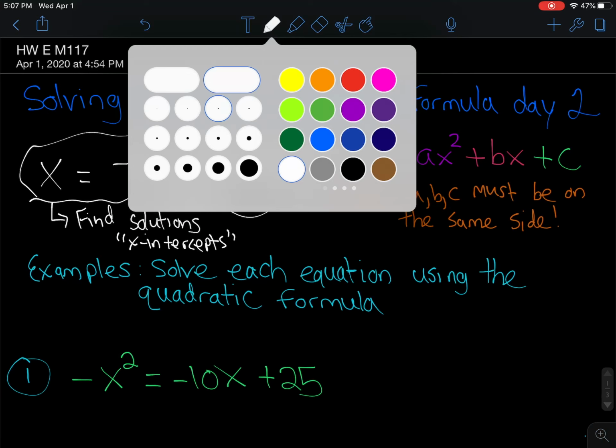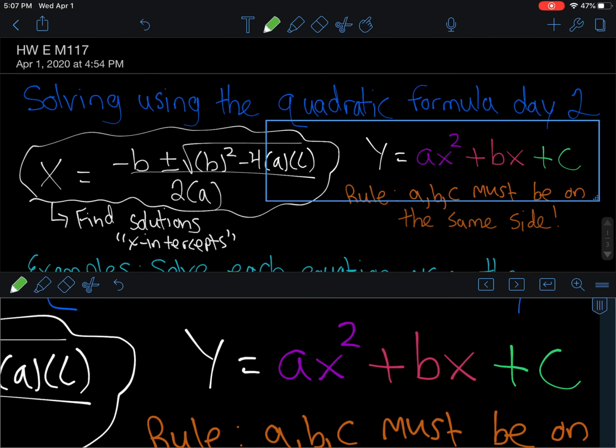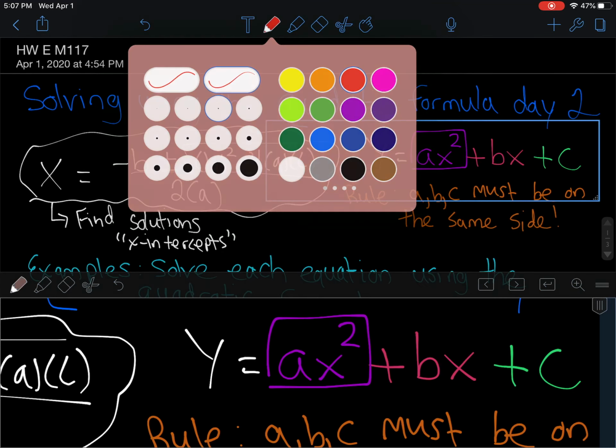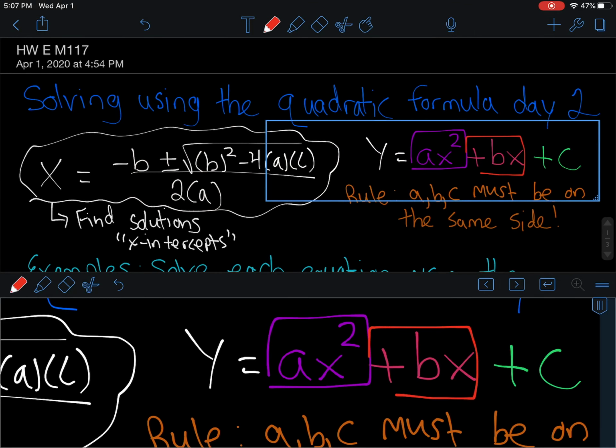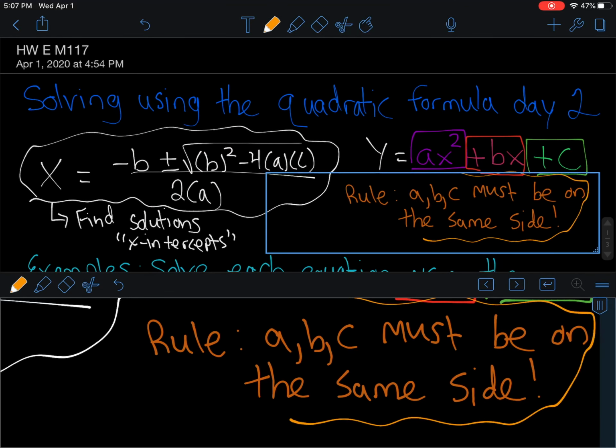Now, what is standard form? Remember, standard form is a form of quadratic that has an a, b, and c. As you can see, I have this color-coded. My a is my quadratic term, which is really important for today's lesson. My b goes with my linear term, or just x, and then my c is just the regular number, with no x attached to it. Remember, this is an extremely important rule: a, b, and c must be on the same side.